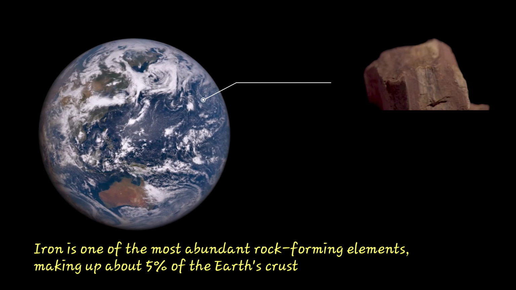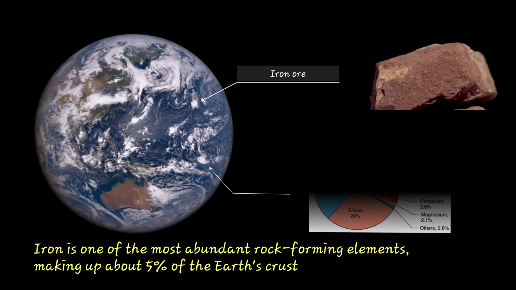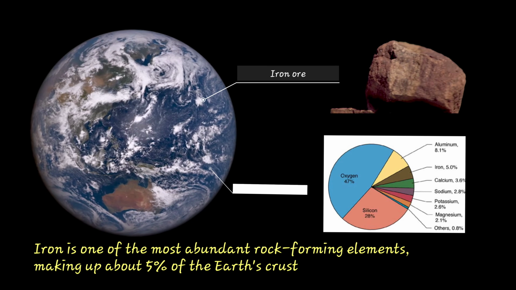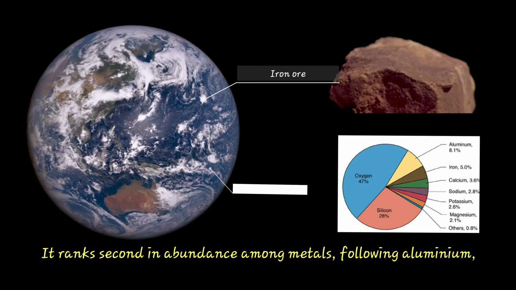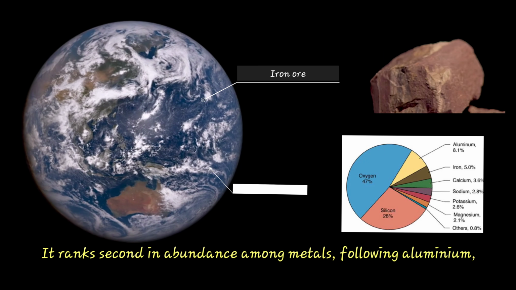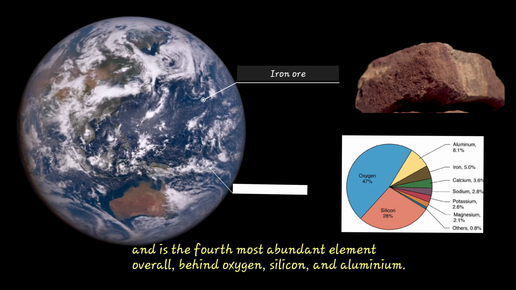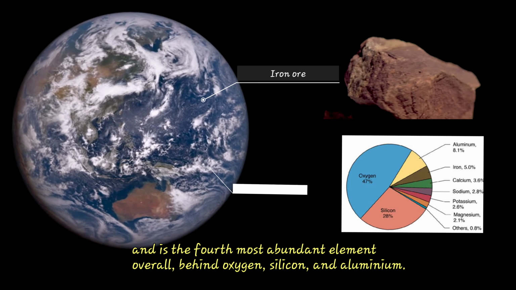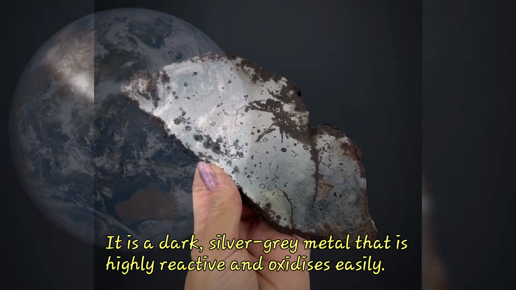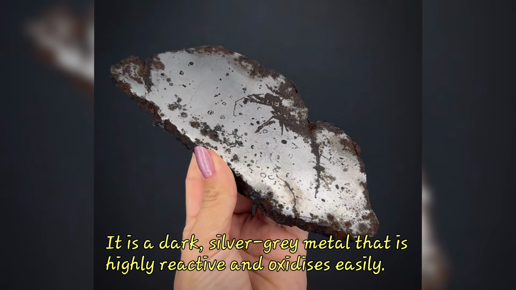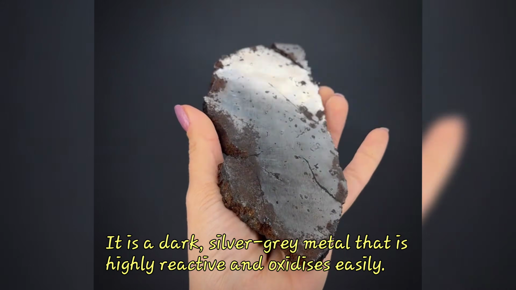Iron is one of the most abundant rock-forming elements, making up about 5% of the Earth's crust. It ranks second in abundance among metals, following aluminium, and is the fourth most abundant element overall, behind oxygen, silicon, and aluminium. It is a dark, silver-gray metal that is highly reactive and oxidizes easily.